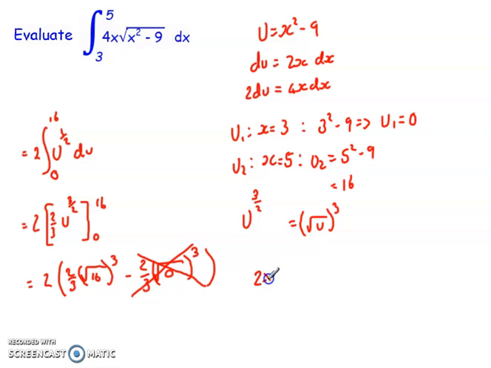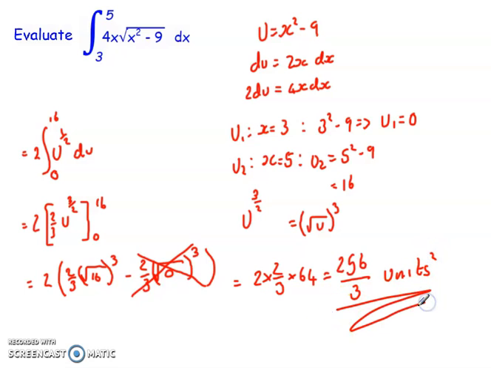So I get 2 times 2/3 times 64, giving me a final solution of 256 over 3 units squared. So there you go, area under the curve for that one. There's nothing against it being a fraction, never said it couldn't be that at all.